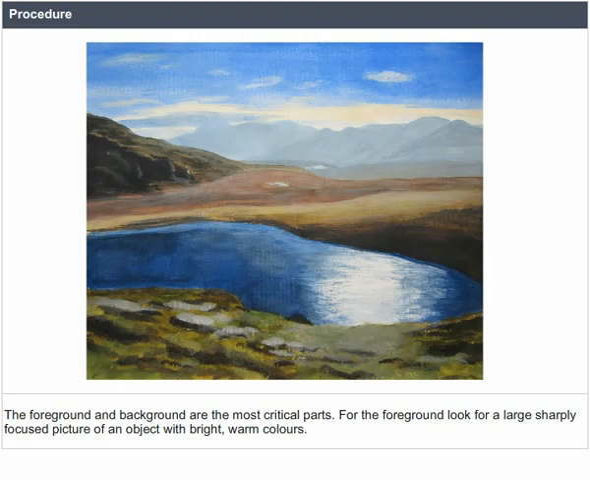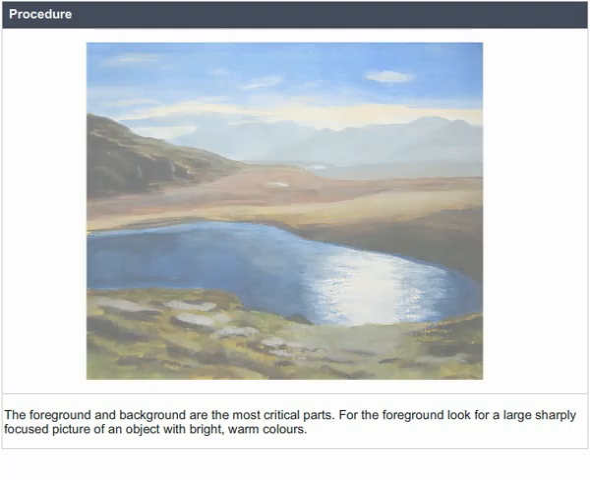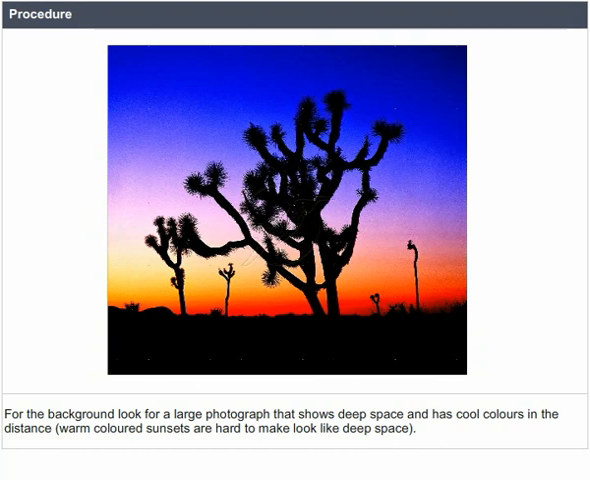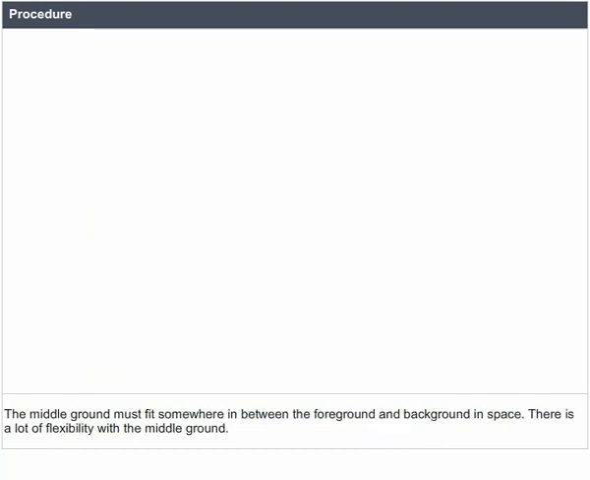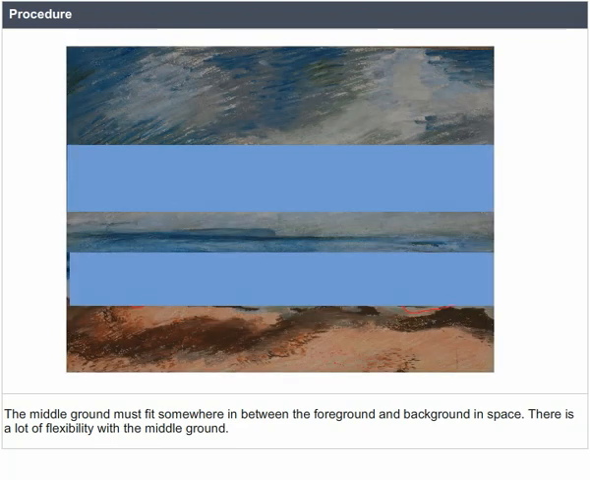Procedure. The foreground and background are the most critical parts. For the foreground, look for a large, sharply focused picture of an object with bright, warm colors. For the background, look for a large photograph that shows deep space and has cool colors in the distance. Warm colored sunsets are hard to make look like deep space. The middle ground must fit somewhere in between the foreground and background in space. There is a lot of flexibility with the middle ground.